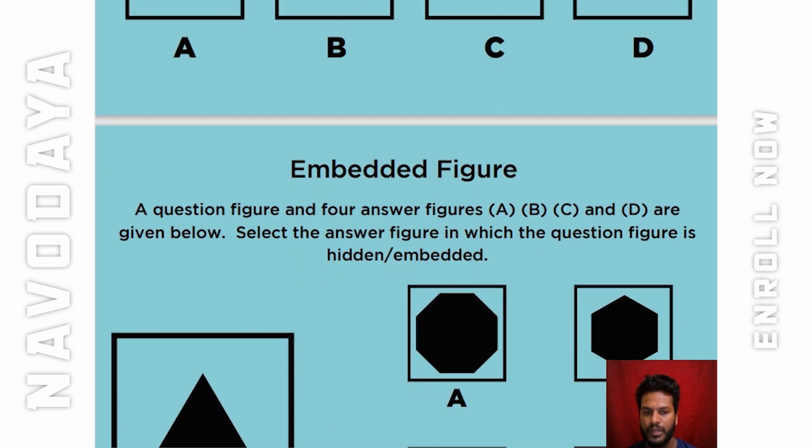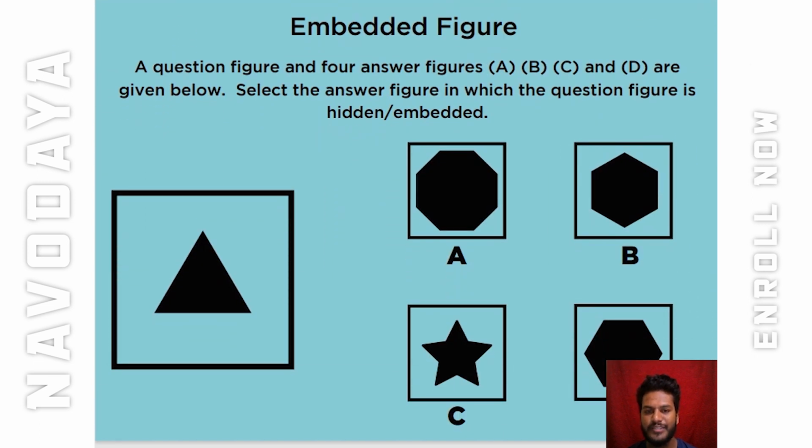What we have is the embedded figure. What exactly is this embedded figure? We'll first read out the question. A question figure and four answer figures A, B, C, and D are given below. Select the answer figure in which the question figure is hidden or embedded. Do you understand the question now?